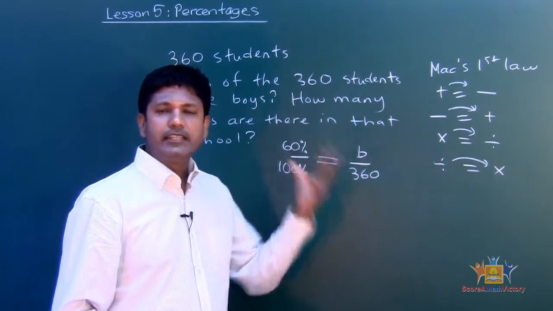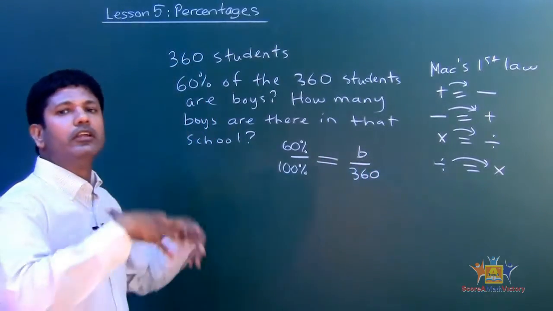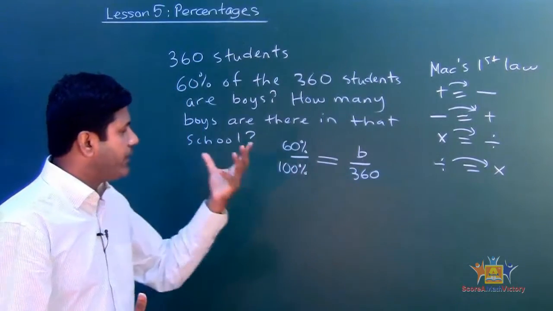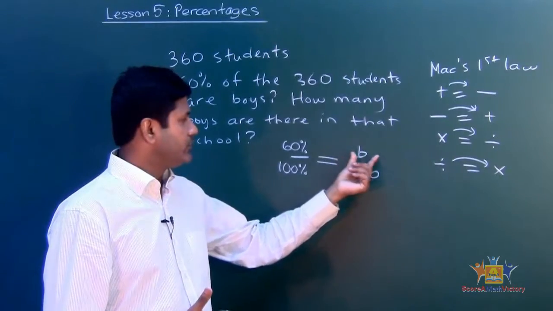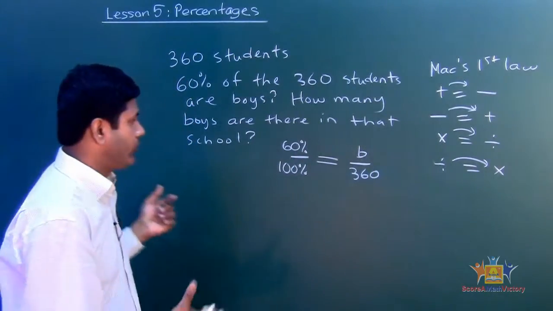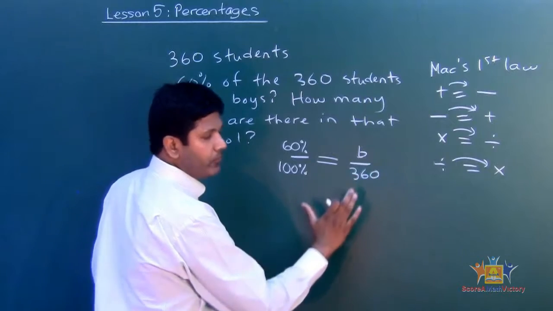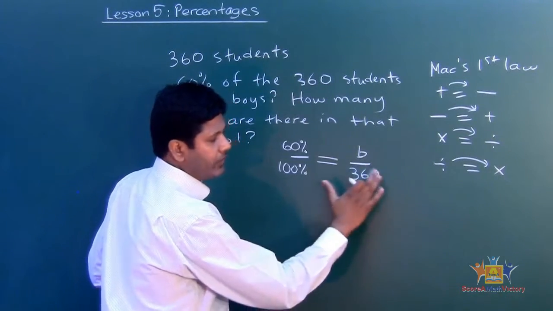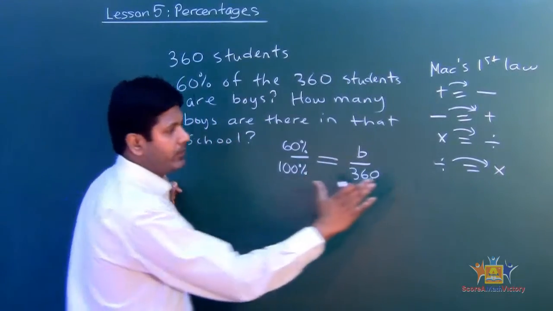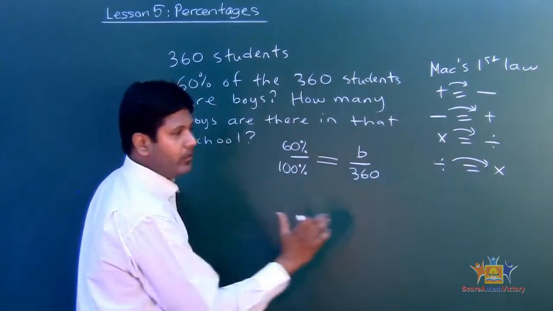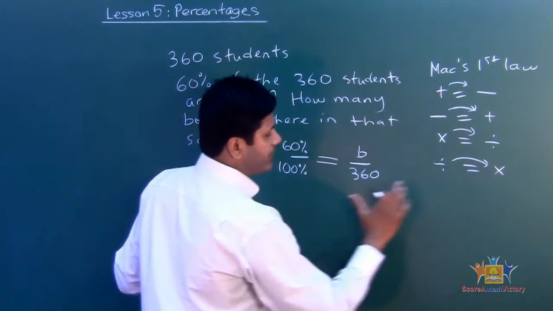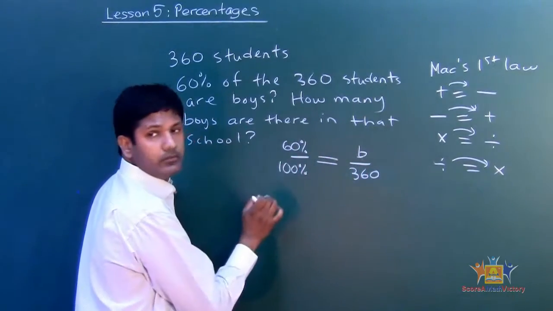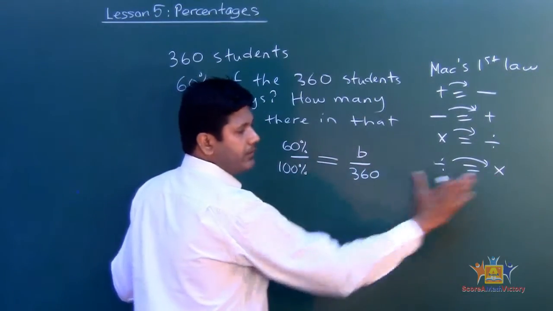B is the 60%, which is the number of the boys in that school. So we're looking for the number of boys in that school, which is 60%. So we're looking for B. In order for me to find B, what do I have to do? I have to remove 360. And what's 360 doing towards B? It's dividing. Division across the bridge becomes multiplication. That means I'm going to move this 360 across the bridge and it will turn into a multiplication.